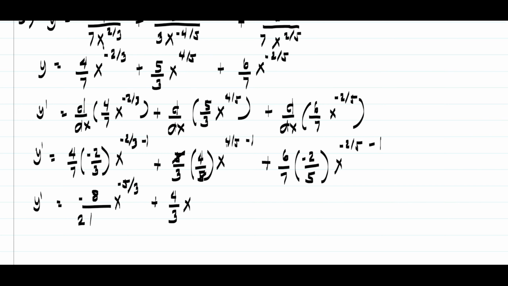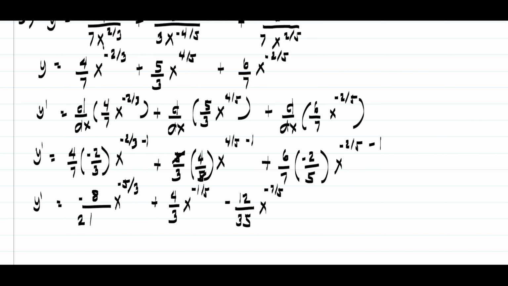x raised to 4 over 5 minus 1, that is negative 1 over 5, or 4 minus 5 is negative 1. Copy the denominator, 5. And then we have 6 times negative 2 is negative 12 over 7 times 5 is 35. And then x raised to negative 2 over 5 minus 1, that is negative 2 minus 5 is negative 7 over 5.